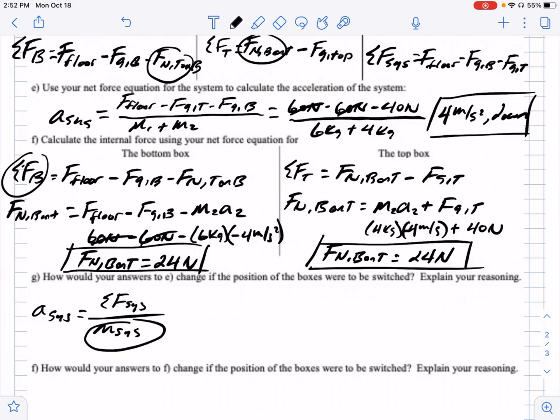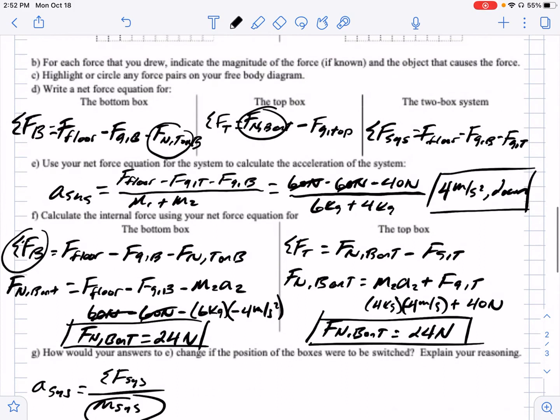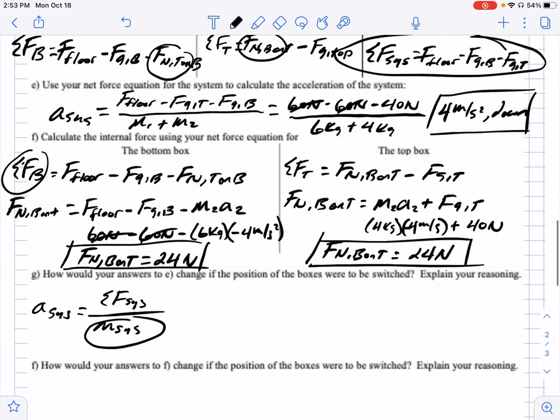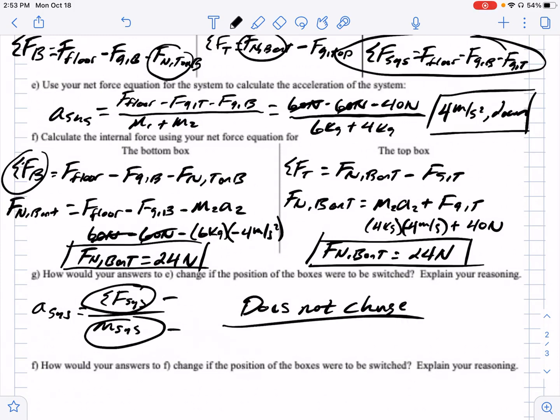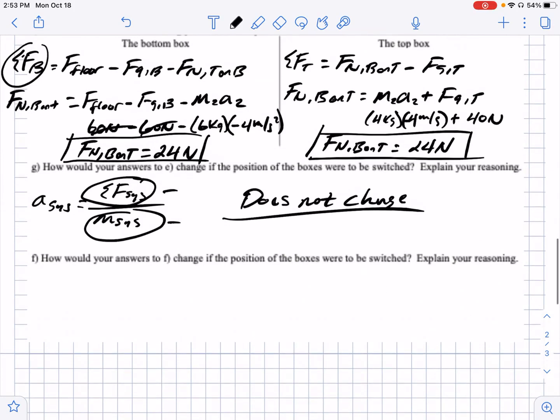The net force of the system, if we look at it, whenever we found our net force of our system, the force that canceled out was the normal force between them. And that would still happen when we switch the boxes. So your net force on your system doesn't change either. So since neither one of those changed, your acceleration does not change either. So it does not change. And your reasoning here is because the net force on the system and the mass of the system did not change.